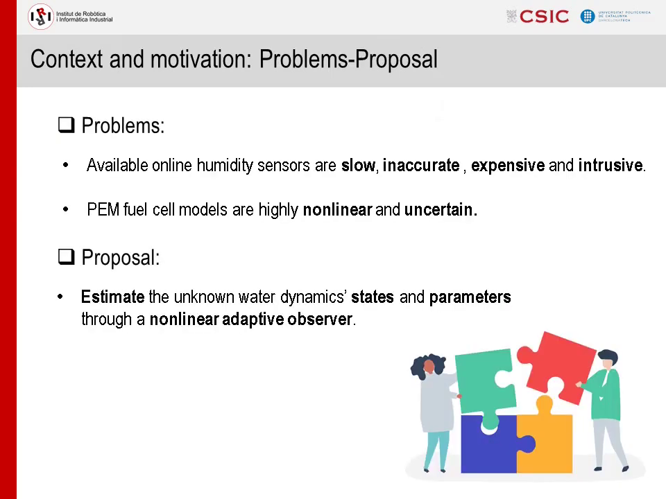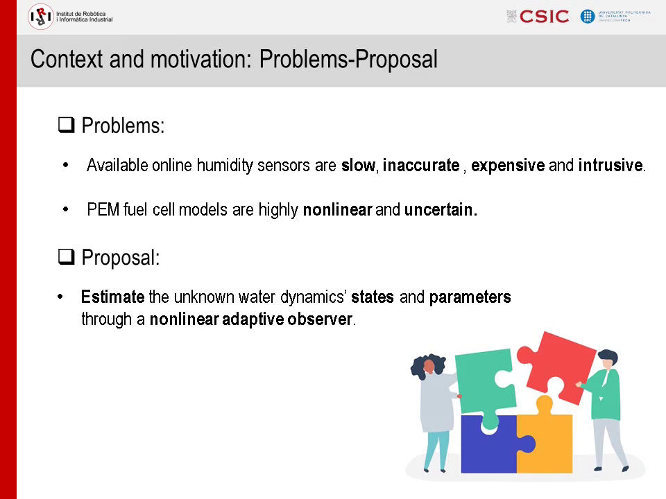Developing water control algorithms poses a set of problems. First, available humidity sensors are slow, inaccurate, expensive and intrusive. Second, fuel cells are related to highly nonlinear processes and control-oriented models present significant uncertainty. This work proposes solving both problems through the design of an adaptive observer. The main objective of the observer will be to accurately estimate the liquid water saturation in the fuel cell, despite the presence of parametric uncertainty. Furthermore, the observer will include a parameter adaptive law that will also estimate the parametric uncertainty.